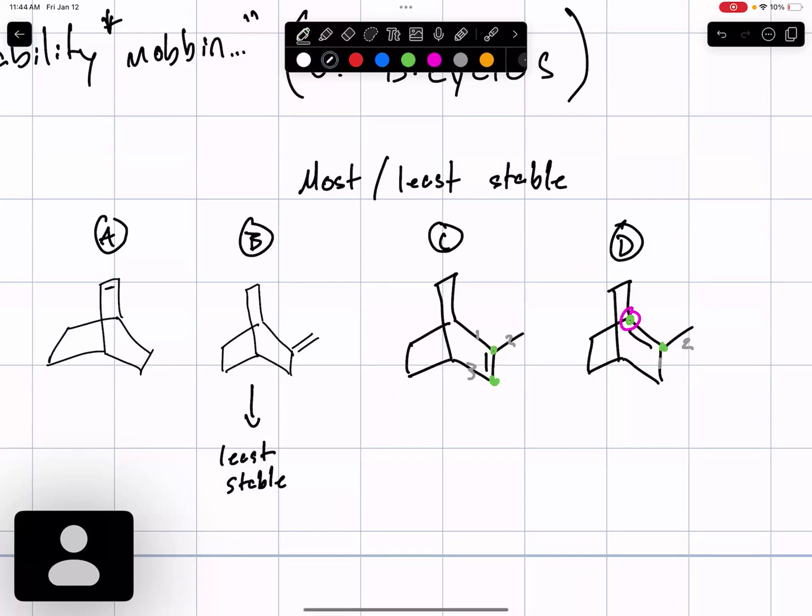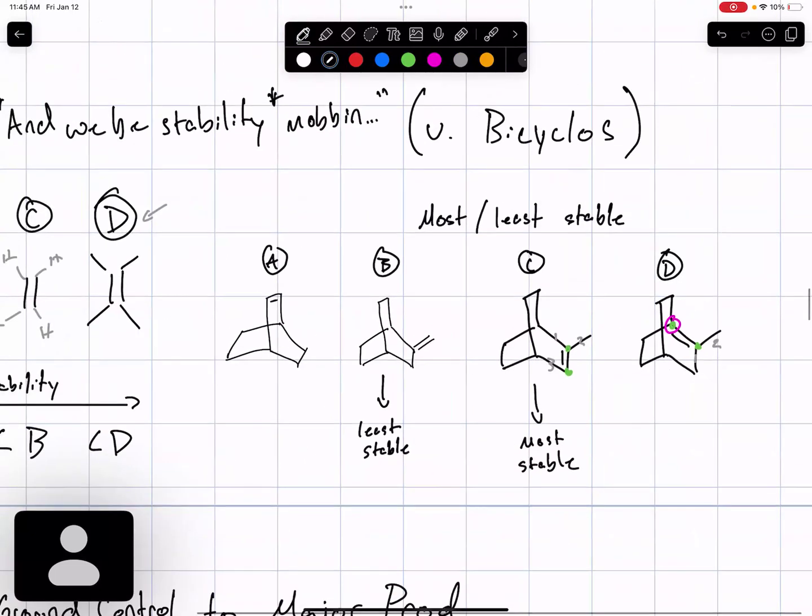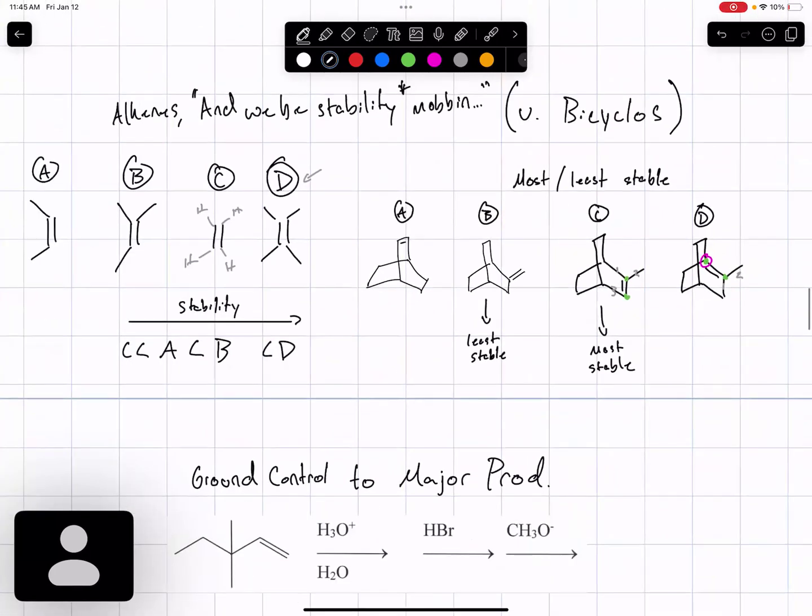So C is most stable. And then D and then A. Yes, exactly. But here we would just ask you, because it's difficult to say which one is more stable between A and D. I would say D is a little bit more stable, but that'd be like half of a magnitude. It wouldn't be that much.